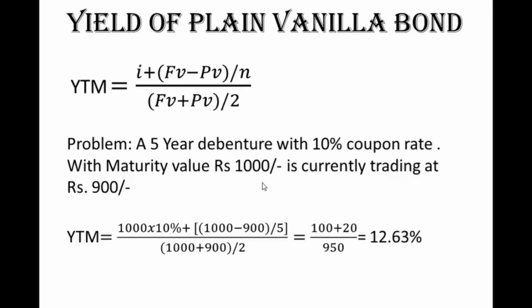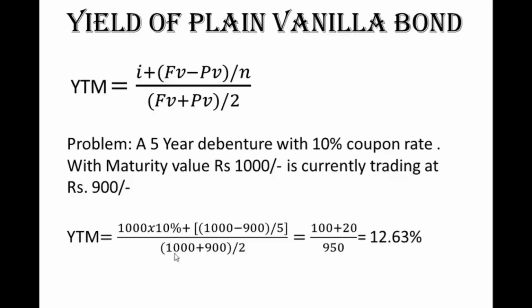So 1000 minus the present value. It is currently trading at 900, they have said. So the present value is 900. For how many years is this happening? It is happening for 5 years. So divided by 5. The whole is divided by the average earnings. The average earning is nothing but the future value plus the present value divided by 2.